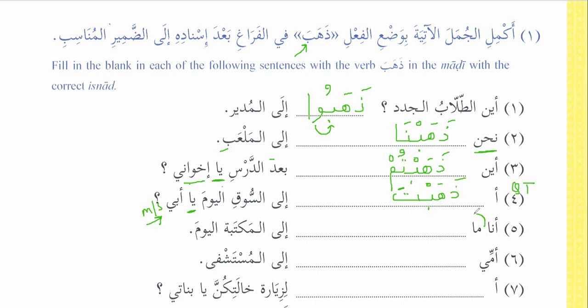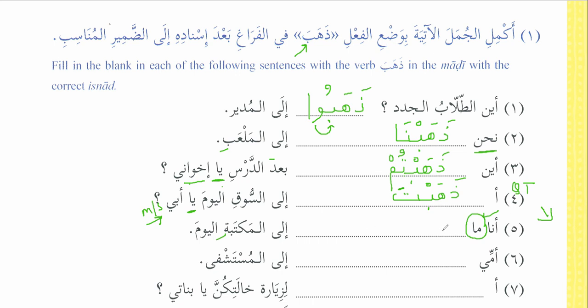Ana ma. Now this is a negating particle and it is used for no. And whenever you want to negate a statement in the past tense, you will use the negating particle ma. If you want to negate in the present tense, you will use the negating particle lam alif. So both have a different negating particle. So ana ma dhahab ilal maktabati, library, al yawma, today. I will not go to the library today.